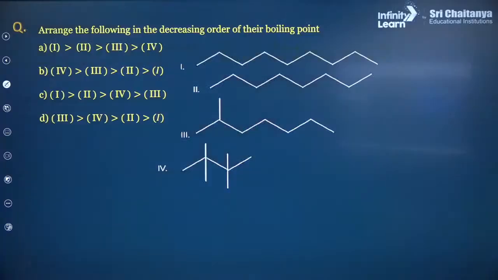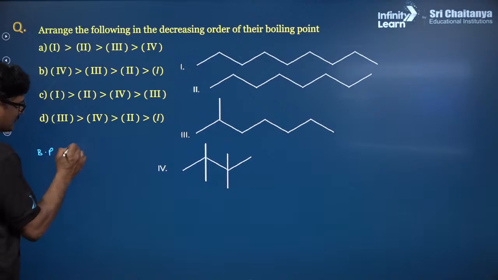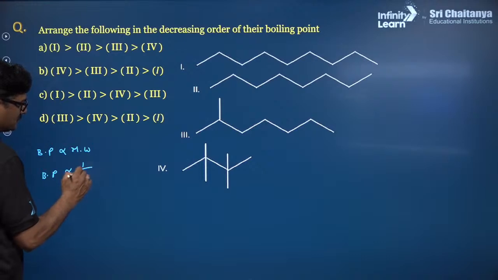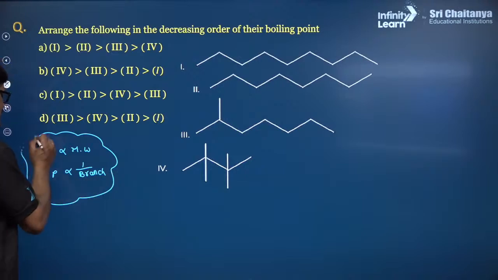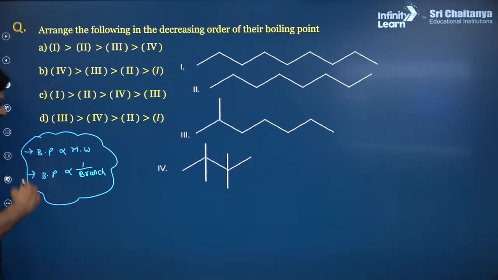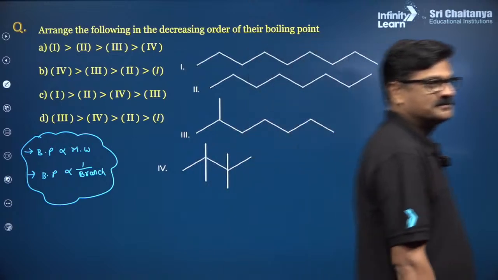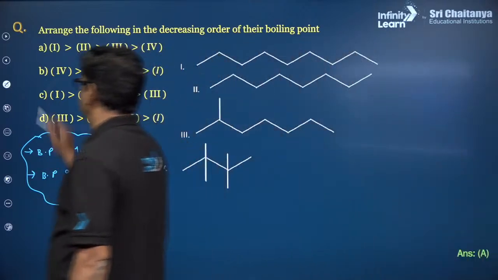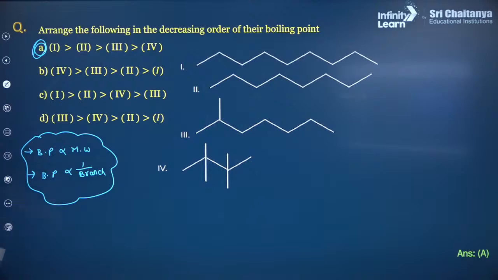One more. Arrange the following in decreasing order of boiling point. As I mentioned, boiling point is directly proportional to molecular weight and inversely proportional to branching. So first you have to check this and this, right? Ajay Singh, check the count. Yes, answer A is an outstanding answer.